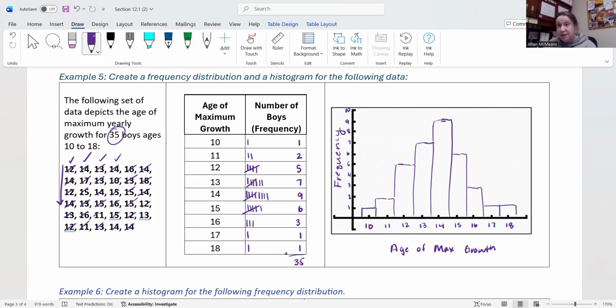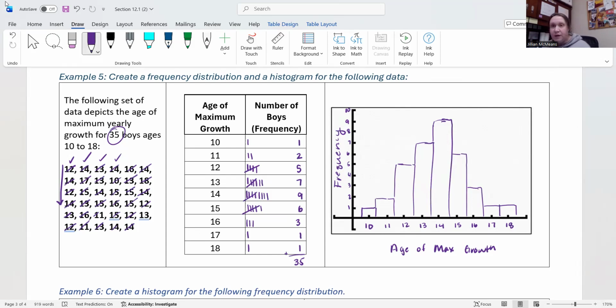So this right here, this is a histogram, and this is the visual representation of our frequency distribution. And we get some nice information. We can see that the majority of the kids had a growth spurt between 13 and 15. Very few kids had their growth spurts at 11, 12, 17, and 18. Okay, so again, we get some really good visuals here of what's going on with our data set.